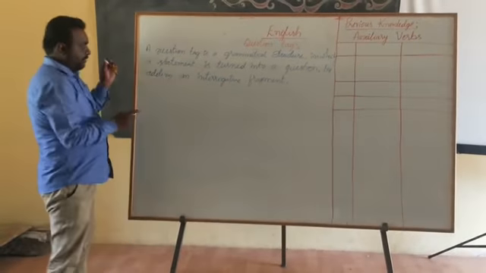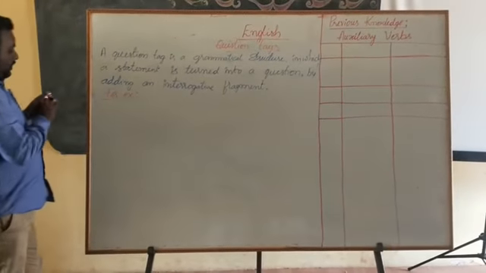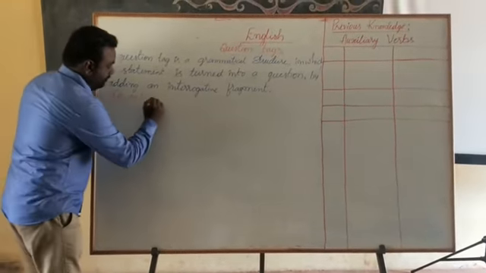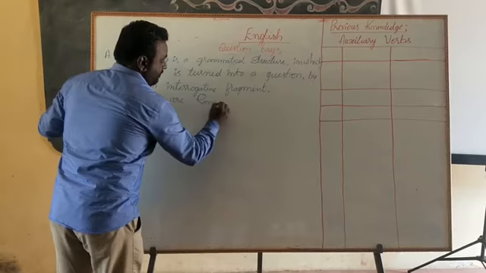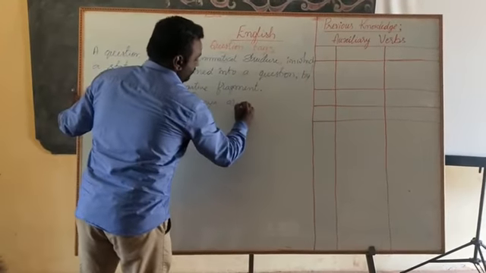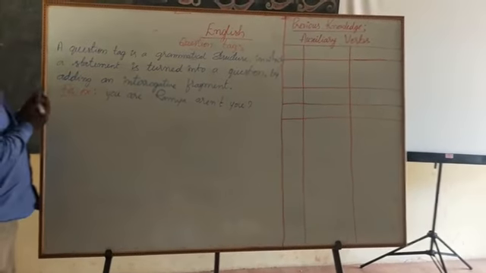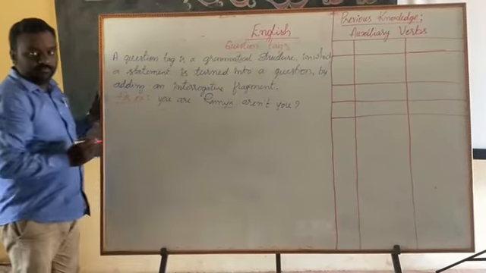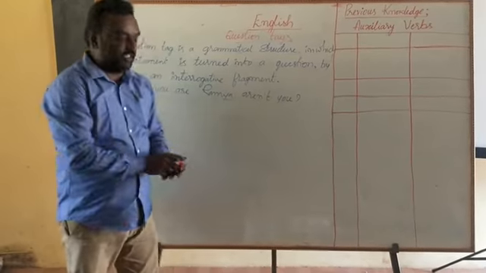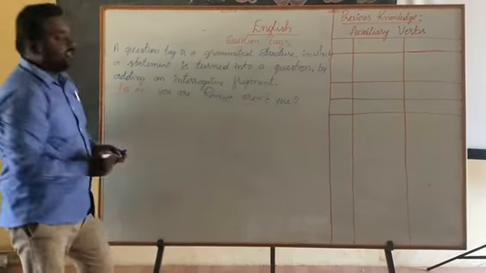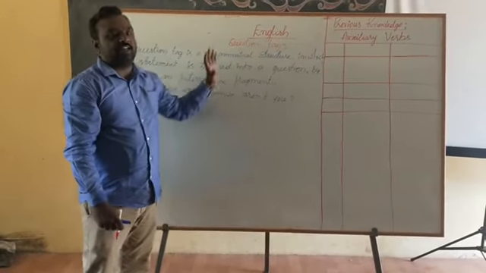So for example, you are Ramya. Aren't you? See here, you are Ramya. It is a statement. By adding this interrogative fragment, aren't you, this statement becomes a question. So this is called question tags.